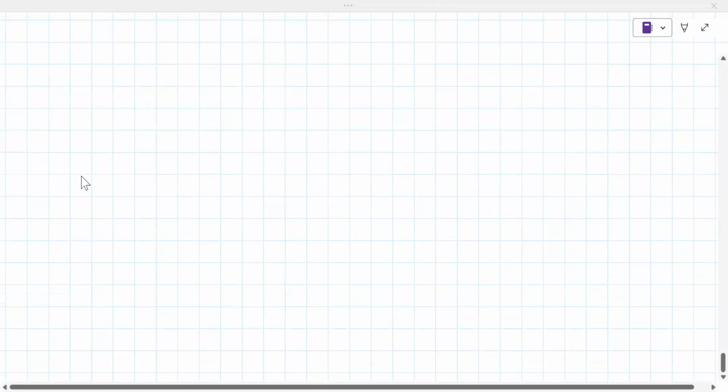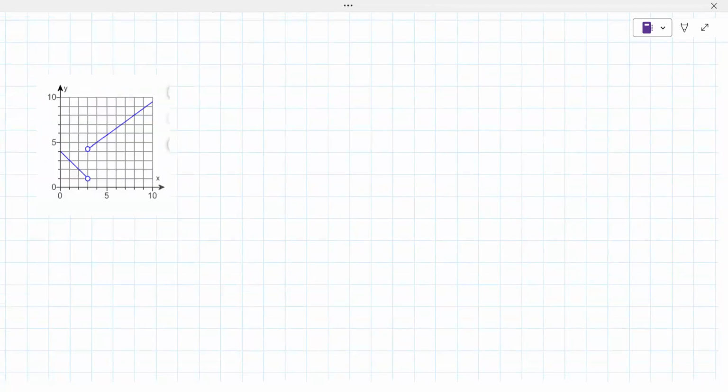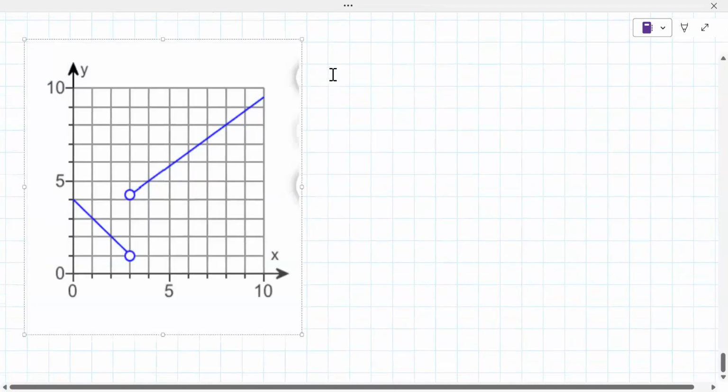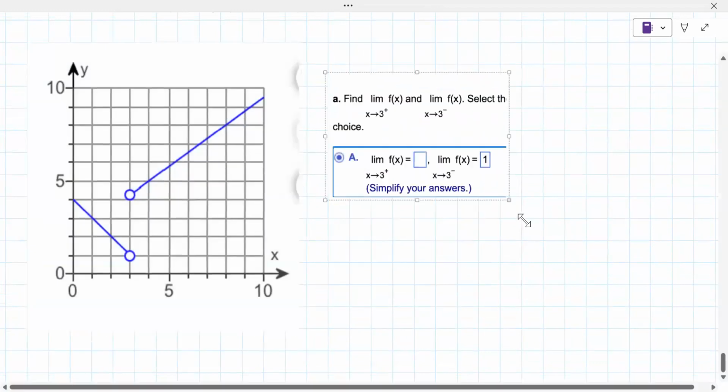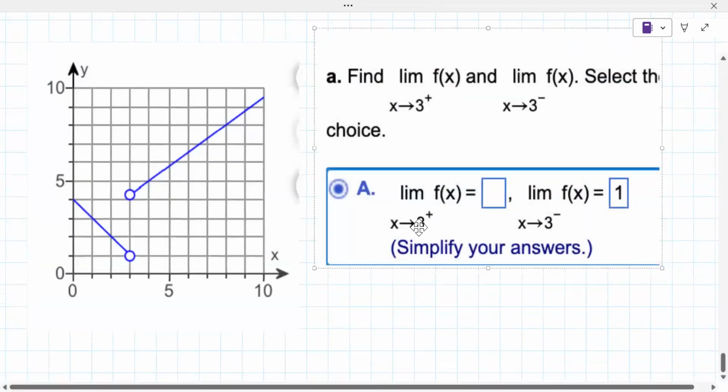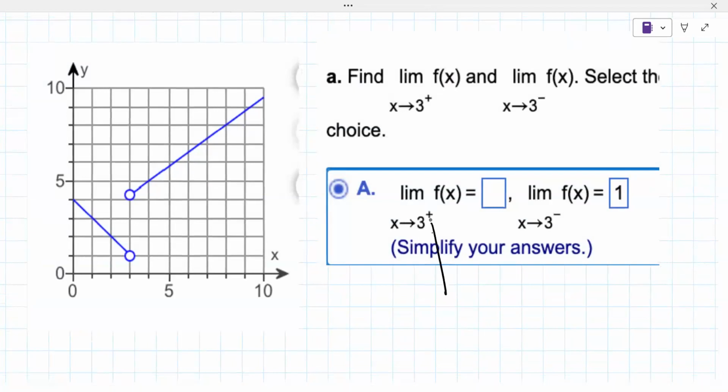All right, next question here. We'll start with the graph. So to do part A, same thing here. You have to find the limit from the left and the limit from the right. So this first one is 3 with the plus, which means from the right. From the right means you're going this way. What is the Y value there?